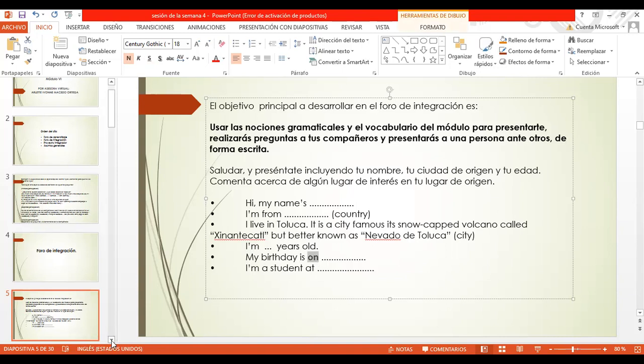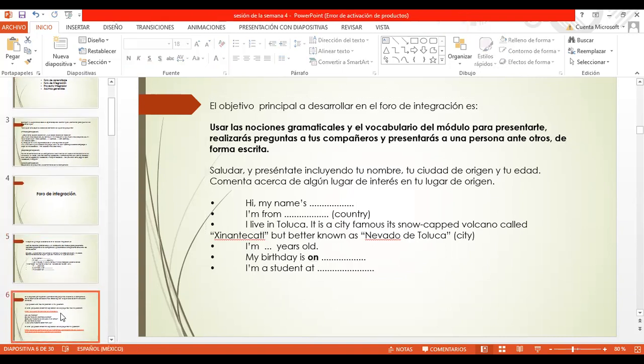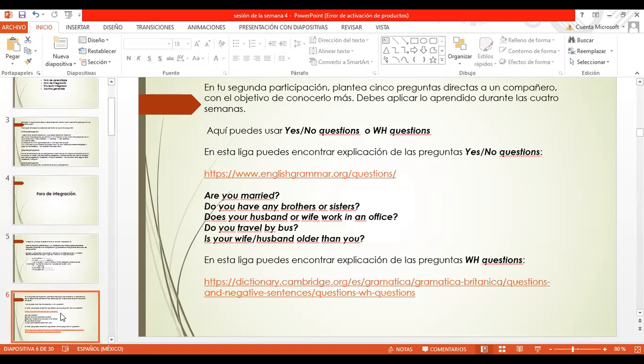Ya que hicieron su primera participación, what do you have to do in the second participation? Well, in the second participation, guys, you have to ask your partner 5 questions. These can be direct questions that in English we call them yes, no questions or WH questions. So remember that last week we learned about these types of questions, but today we are going to revise these questions. So let's start with the yes, no questions.